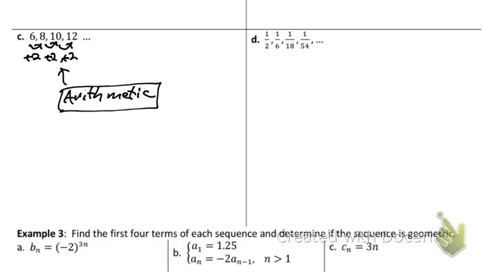Does anyone else think it should just be called arithmetic? But they had to delineate that we're not doing arithmetic, we're doing arithmetic.